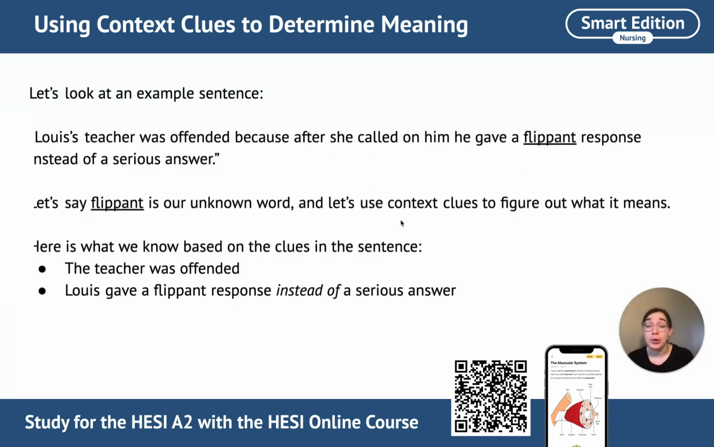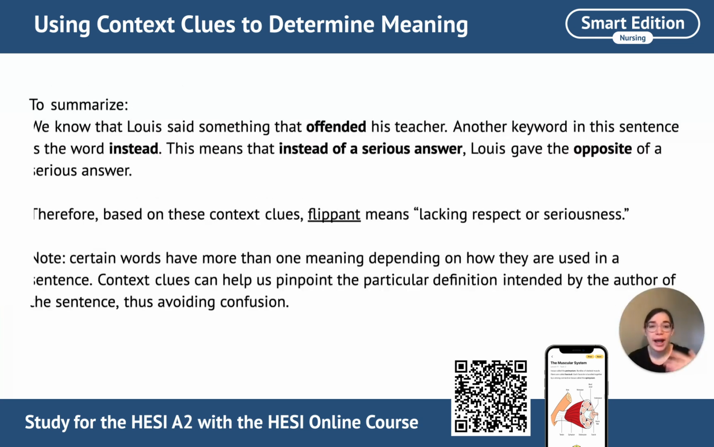So here's what we know based on this sentence. 1, that the teacher was offended. 2, that Lewis gave a flippant response instead of a serious answer. So why are those clues that would help us figure out the meaning? Well, we know that Lewis said something that offended his teacher. She was upset with him. And another key word in this sentence is the word instead. It means that instead of a serious answer, Lewis gave the opposite of a serious answer. So based on those clues, the word flippant can mean lacking respect or seriousness.